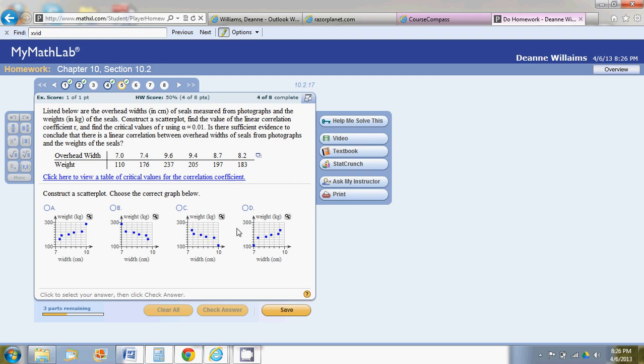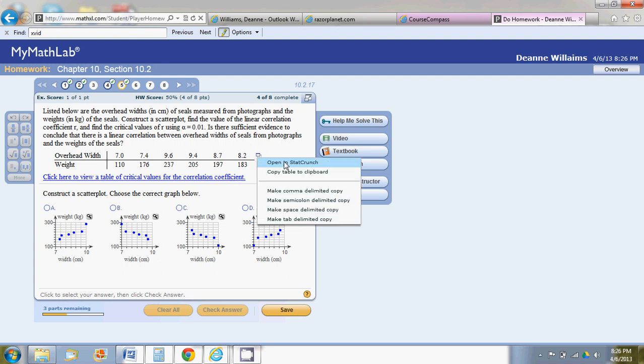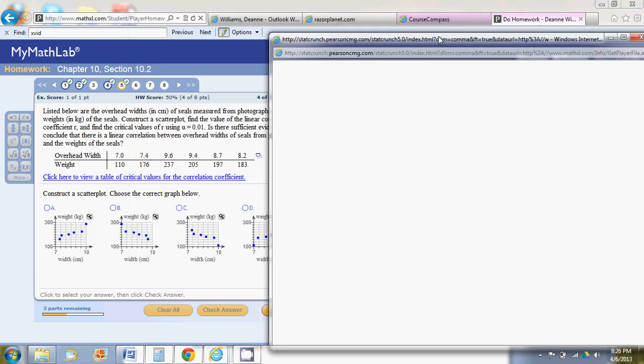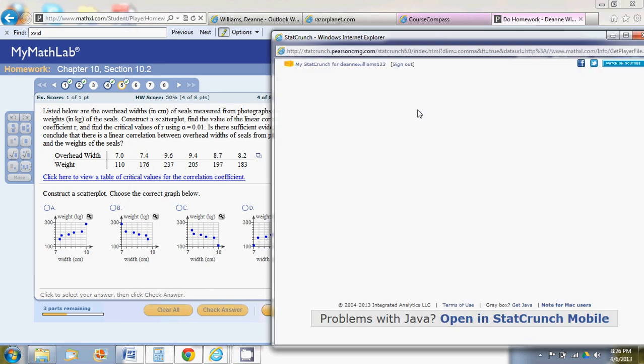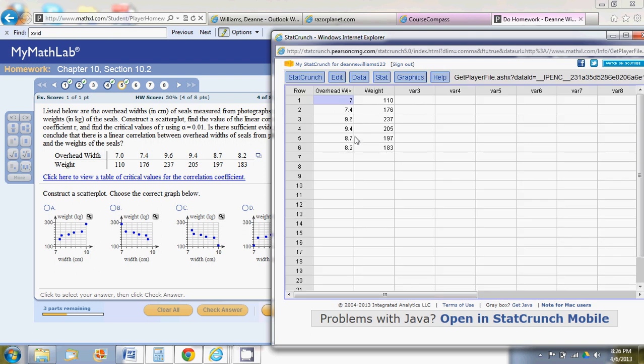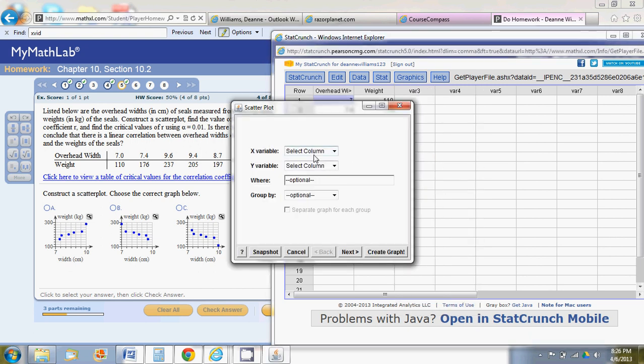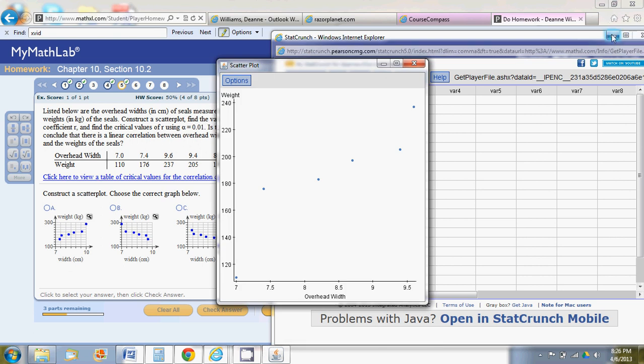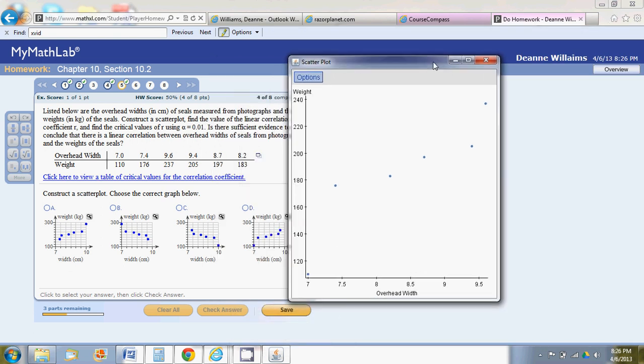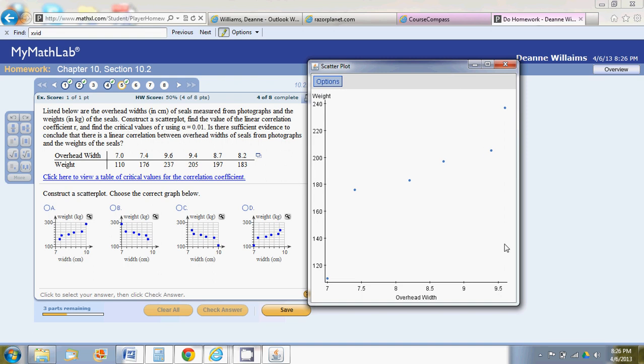So the first thing we need to do is construct a scatter plot. And so we're going to open StatCrunch. And you can see it dumps our data in there. We're going to open up graphics, scatter plot. Our x variable is the overhead width. The y variable is the weight. And then we hit create graph. When we do that, basically what we're doing is matching up our graph here that was created with the one that matches the picture here, the graphs available. We'll choose that one.